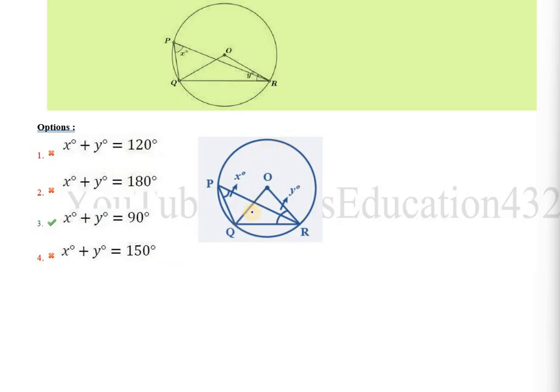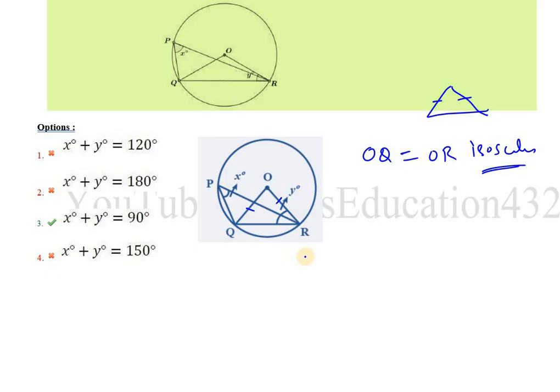This is the radius. What is the radius? OQ here will be equal to OR. OQ and OR are both radii, so OQ equals OR. In a triangle, if two sides are the same, because both are radii, then what is this triangle? An isosceles triangle. In an isosceles triangle, the angles opposite the equal sides are the same. So this angle is equal to this angle. These two angles are the same.